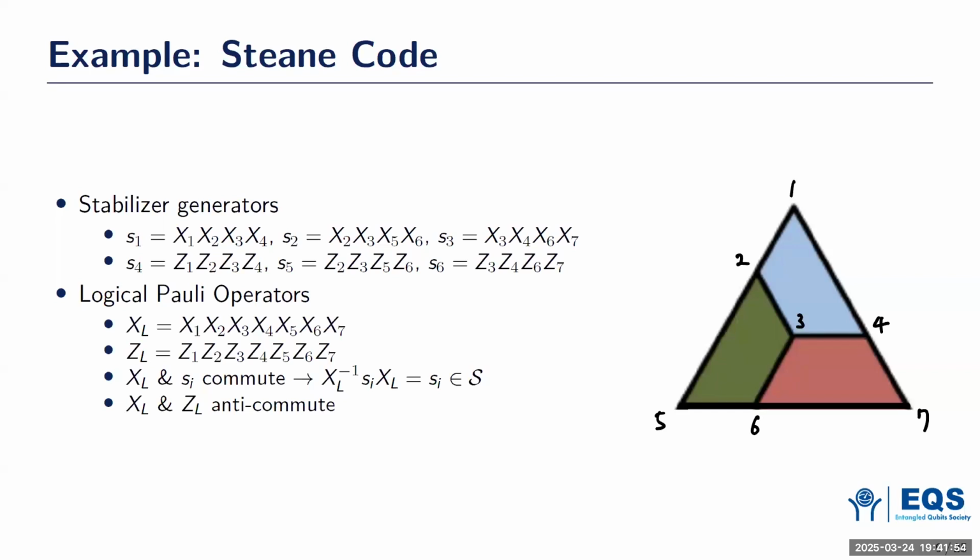And for the Steane code, we can let the logical X and logical Z operators be the all-X and all-Z operators. For example, the logical X operator commutes with any stabilizer generator. So XL inverse Si XL equals Si, which also belongs to the stabilizer group. And note that the logical X and logical Z operators anti-commute. And this is well defined because the real X and Z operators also anti-commute.